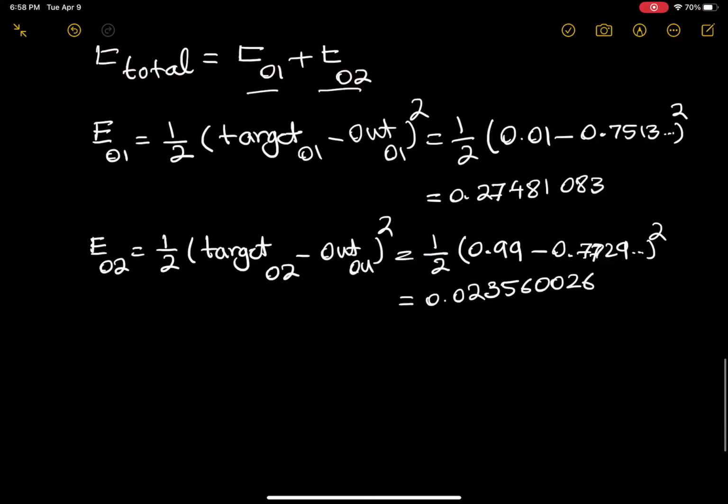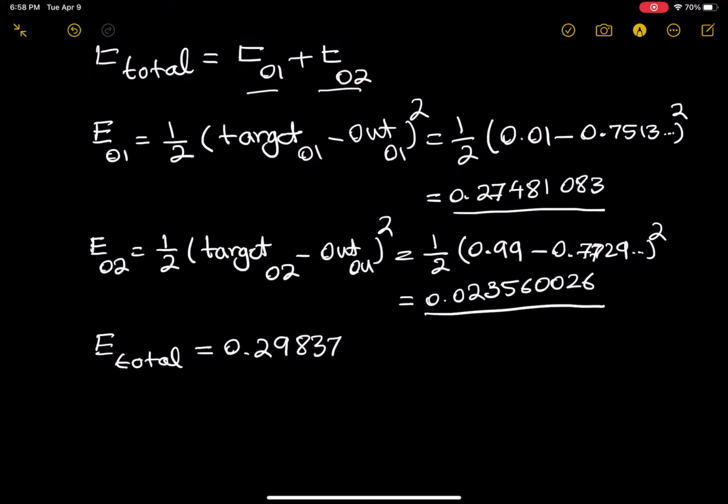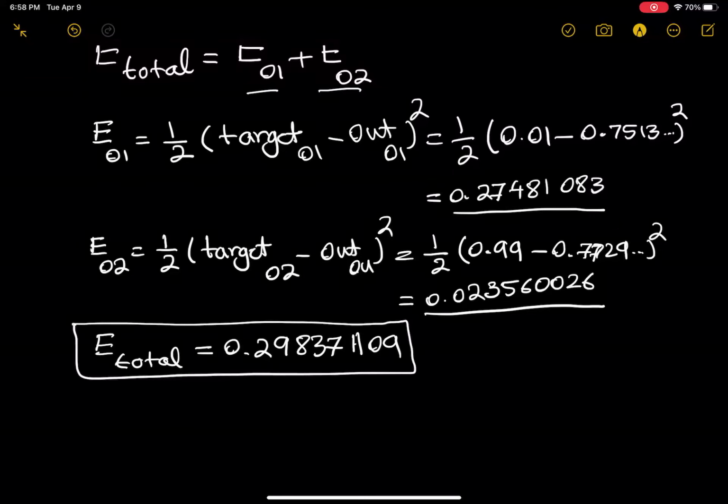So E of total, which is my total error, is just the summation of this number plus this number. That would be 0.298371109. So clearly this is not a zero error. So I have to, if it is needed, update my weights based on that. Are we good? Yes. All right, cool.